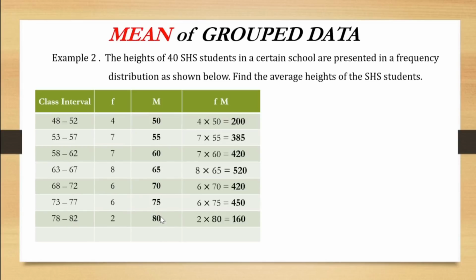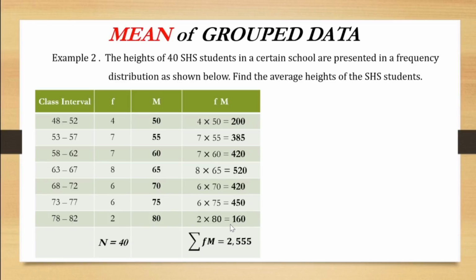Next, we are going to complete the column for FM by multiplying the column F and the column M. The first is 4 times 50 is 200. 7 times 55 is 385. 7 times 60 is equal to 420. 8 times 65 is 520. 6 times 70 is 420. 6 times 75, 450. And 2 times 80 is 160.